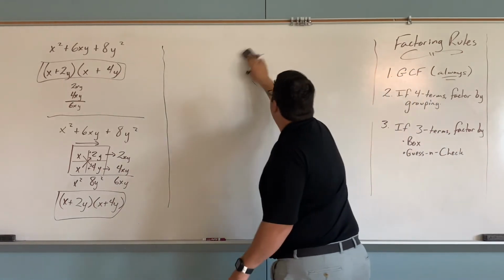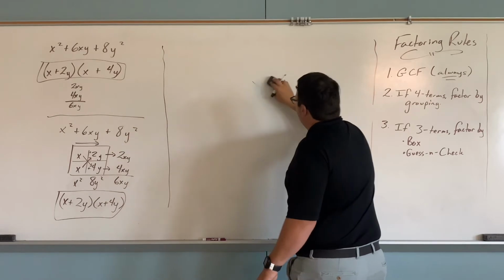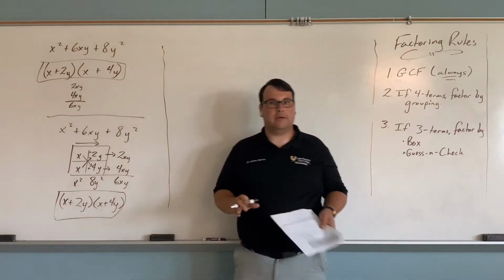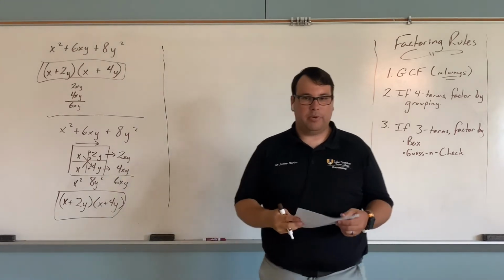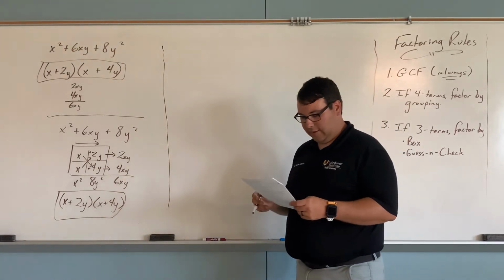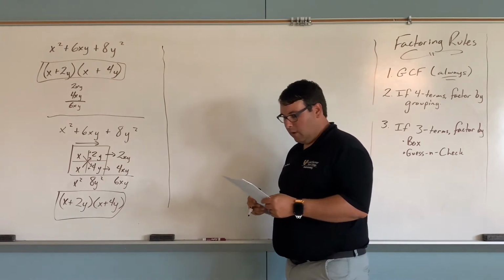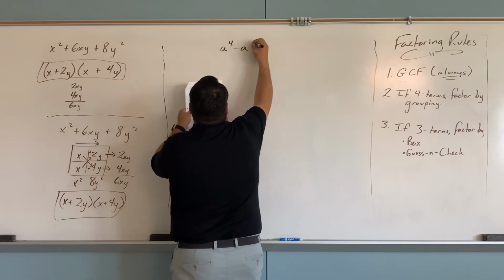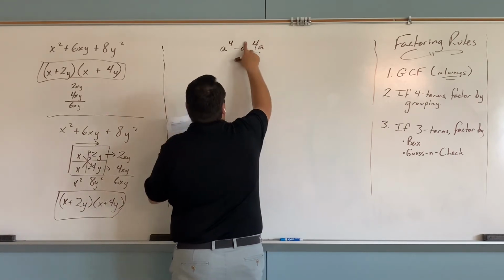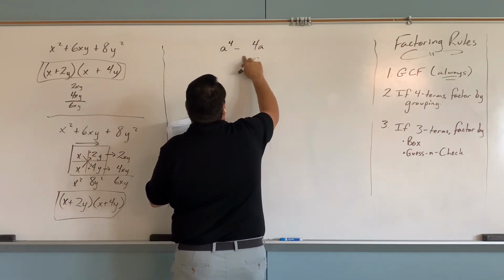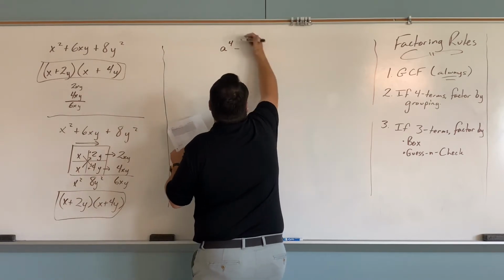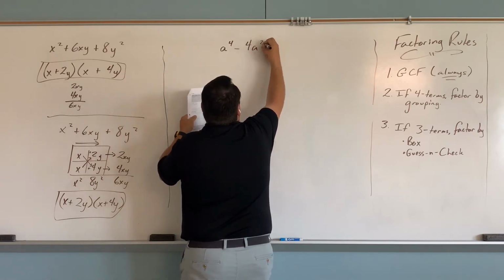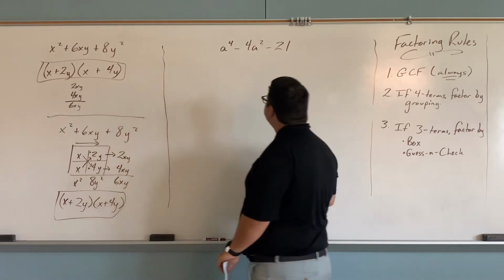Okay, let's do another problem. Factoring takes lots and lots of practice, so please, please, please put in the work to get that extra practice in there. So, next problem I have is a to the 4th minus 4a squared minus 21. I have no idea what I was just writing there, but it is on the paper this way.